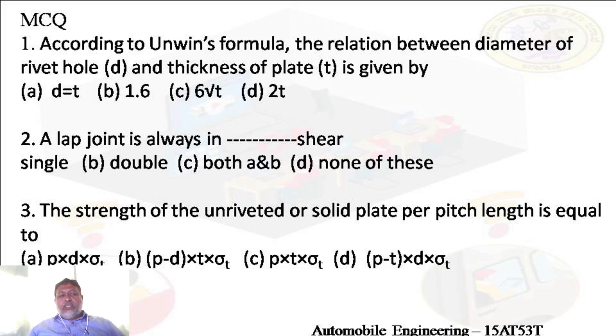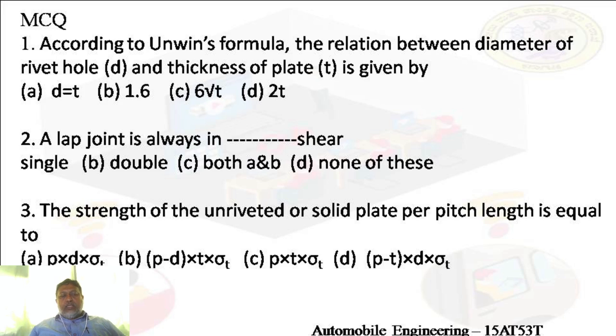A lap joint is always in dash shear. As I told you, for a lap joint or a butt joint, we have to think about what type of shear will come. If it is a single lap joint or a single cover butt joint, then basically it is a single shear joint. If it is a double cover, then only we speak about double shear. So from that it is clear that a lap joint is a single shear joint.